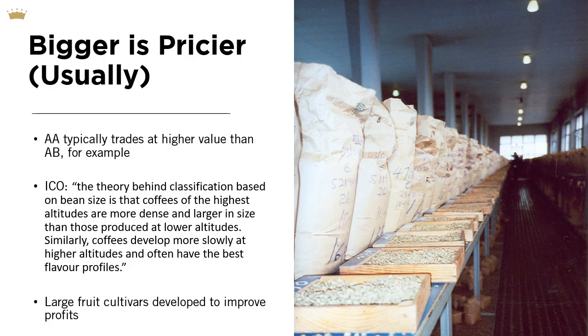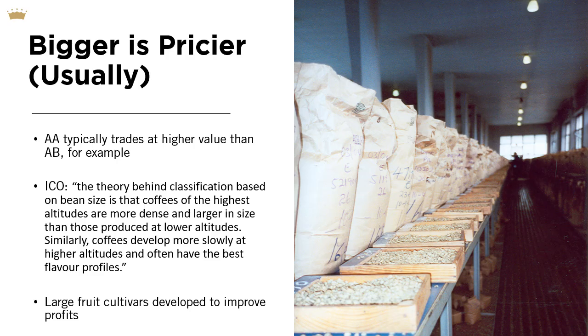But as a result of these views, with rare exception, the smallest screen sizes are excluded from high-grade specialty export and tend to trade at lower values. The large size mentality has also resulted in the development of cultivars which may produce larger bean sizes in general. And you can think of a couple examples of these, I'm sure.